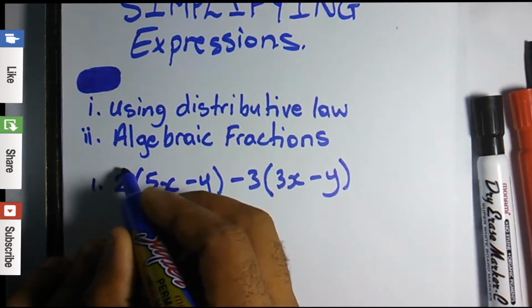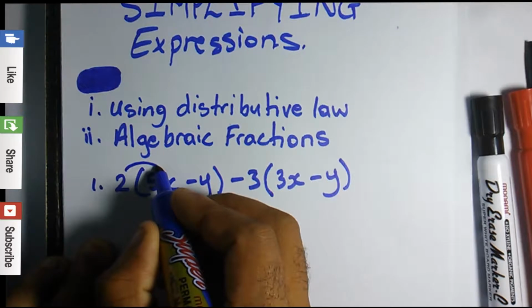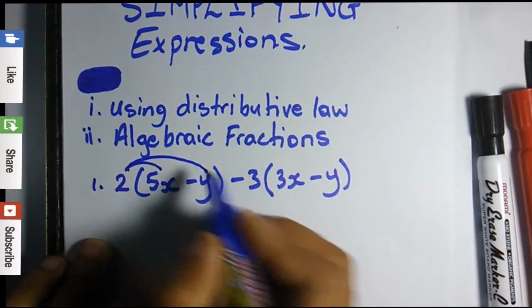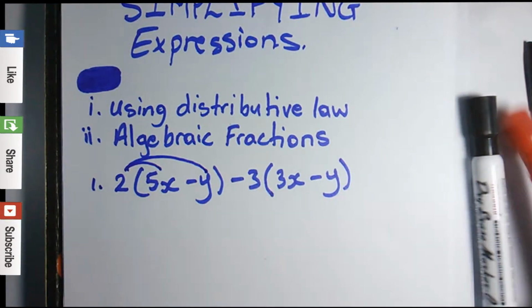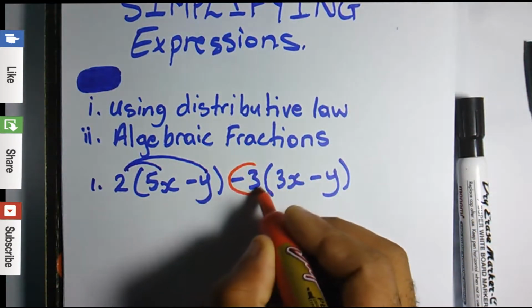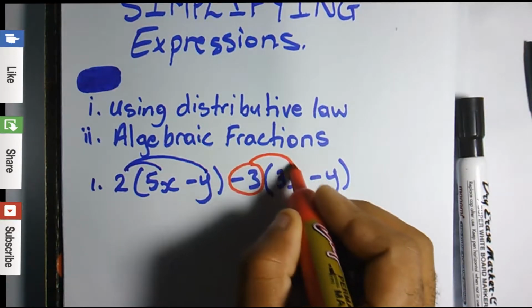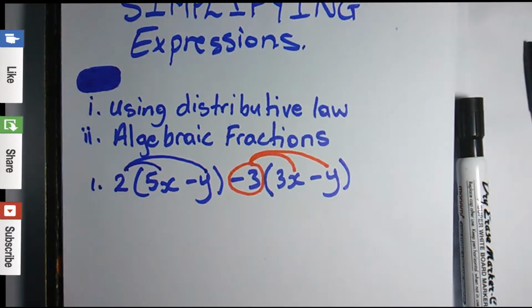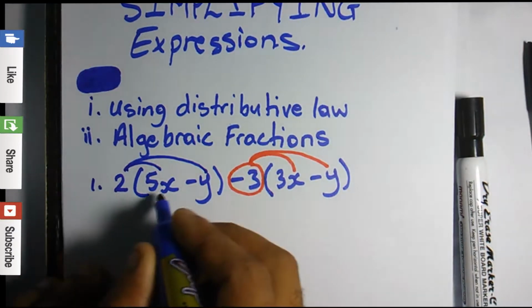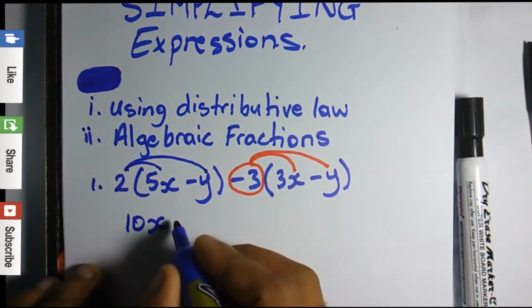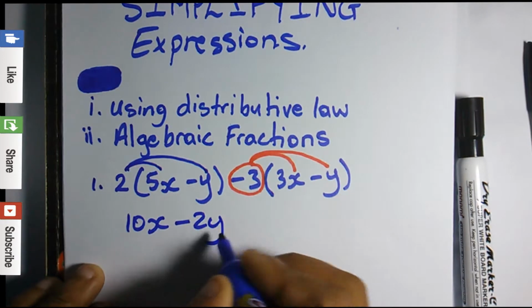So I'm going to multiply 2 times 5x and I'm going to multiply 2 times minus y. Afterwards, I'm going to multiply minus 3 times 3x and minus 3 times minus y. So let's solve this question. So 2 times 5x is 10x. 2 times minus y is minus 2y.